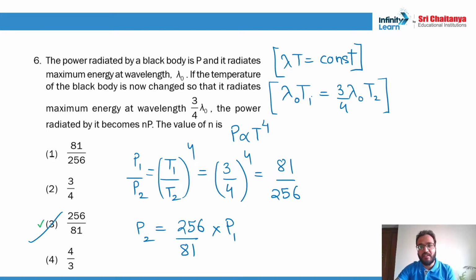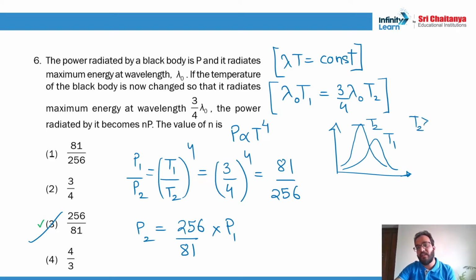This is known as Wien's displacement law. I hope you remember this, that as we increase the temperature, the wavelength corresponding to the maximum intensity changes. This is T1, this is T2. So T2 is greater than T1. The wavelength corresponding to the maximum intensity at T1 is lambda naught. Now the wavelength corresponding to maximum intensity will be less than this. This is Wien's displacement law. You must have studied about this, okay?